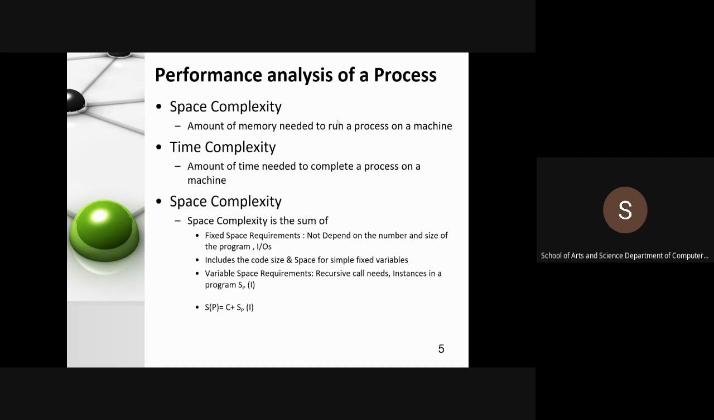SP of I. So overall, you see the last line, the space complexity of a process over a machine, whether within performance analysis or within performance measurement, is calculated as S of P equal to C plus SP of I. So what is SP of I? Variable space requirement. And what is C? It stands for constant. C is the constant defining the fixed space requirement. So this is the equation for calculating the total space complexity. These are all to be asked in a 2-mark question.